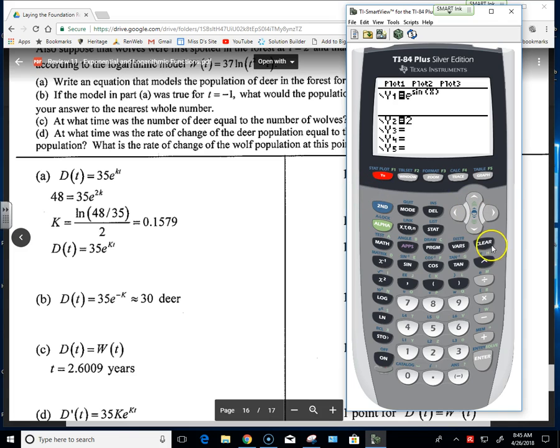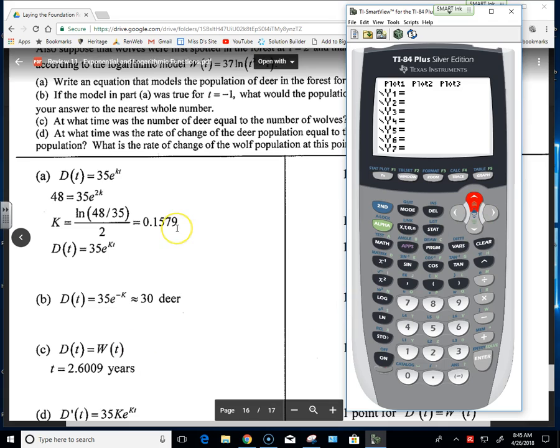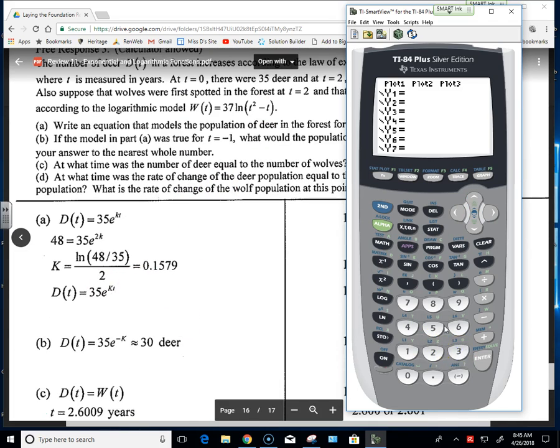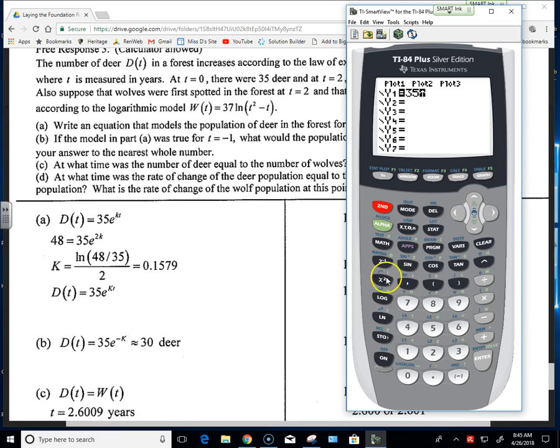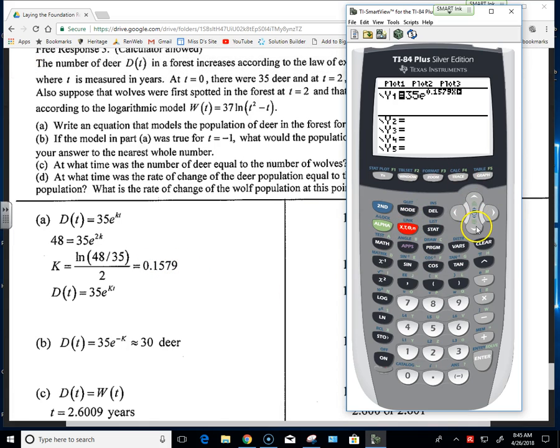So another way of doing it besides the intersect feature is that you could, hopefully, know how to use the intersect feature. If not, come on in, let me show you how to use your calculator. You could also take the d of t, which we solved right here. So that'd be 35 e to the 0.1579. Why do you think there's more than 3 decimal places? Because it's not the final answer, right? It's just an in-between step.